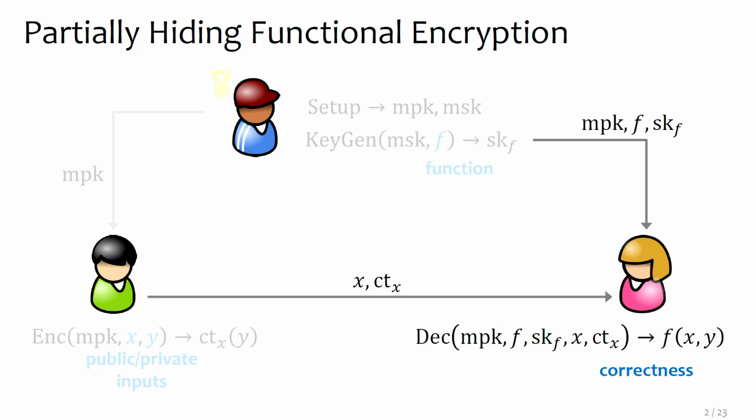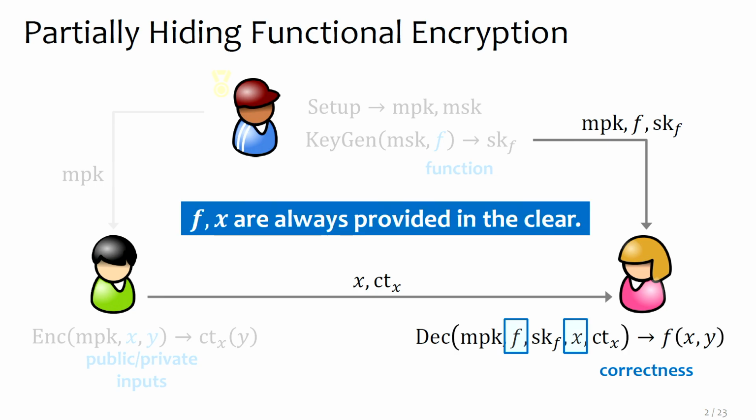I want to mention that in our formulation, F and X are always provided in the clear because they are not hidden anyway. In attribute-based encryption, X is just going to be the attribute, Y is going to be the message, and the function is computing P of X times Y. And in functional encryption, there's just no X.